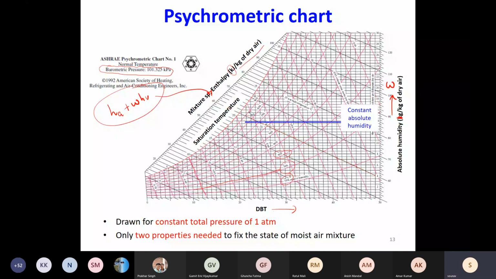Now you can also draw some additional lines which are not a part of this printed psychrometric chart. If you draw a horizontal line, it denotes a constant absolute humidity line. If you draw a vertical line, it denotes a constant dry bulb temperature line.